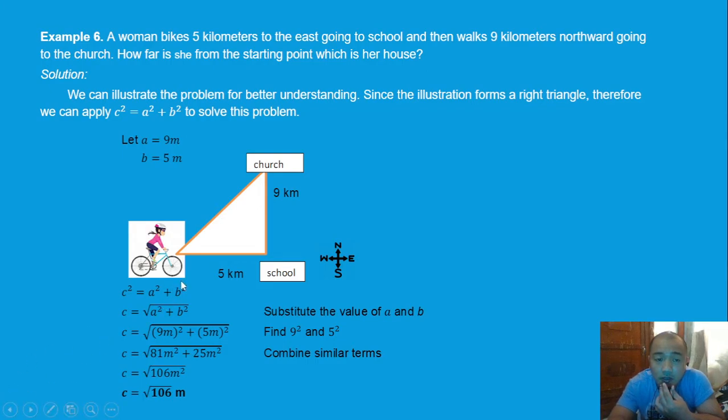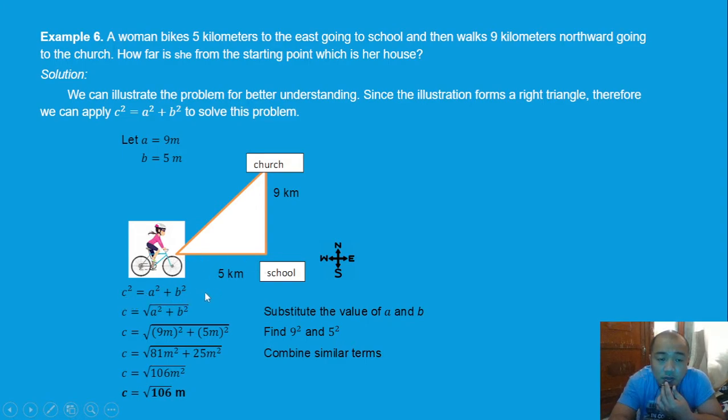So here is the starting point of the woman. She bikes 5 kilometers to the east going to school. And then after that, she walks 9 kilometers northward going to the church. How far is she from the starting point, which is her house? So the question is how far is the church from her starting point. Since it's in the form of a right triangle, we can use the Pythagorean Theorem.